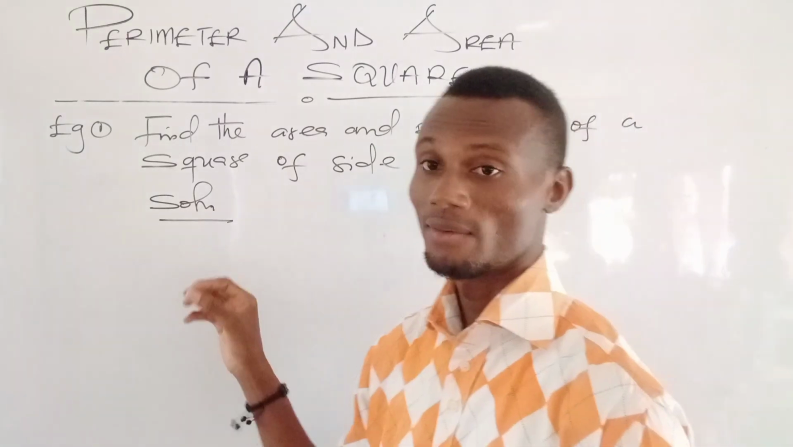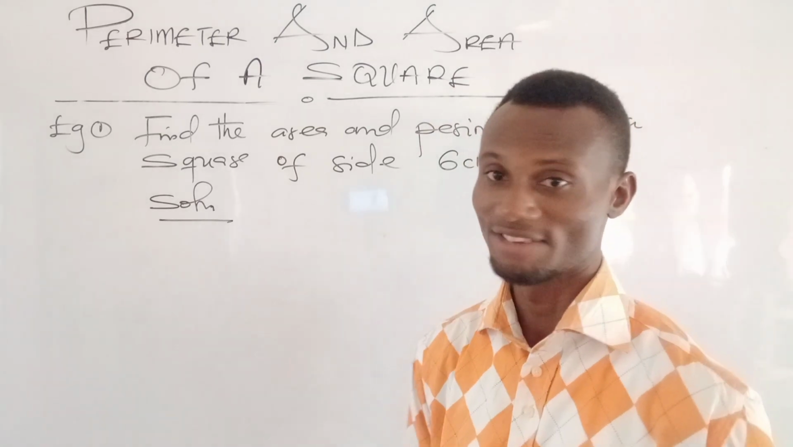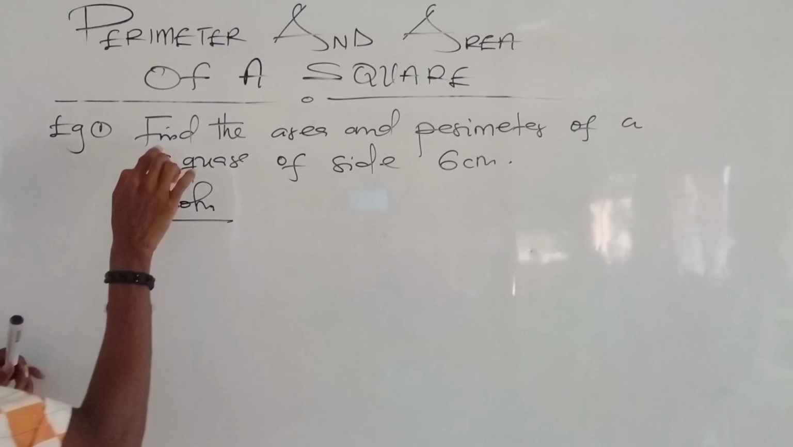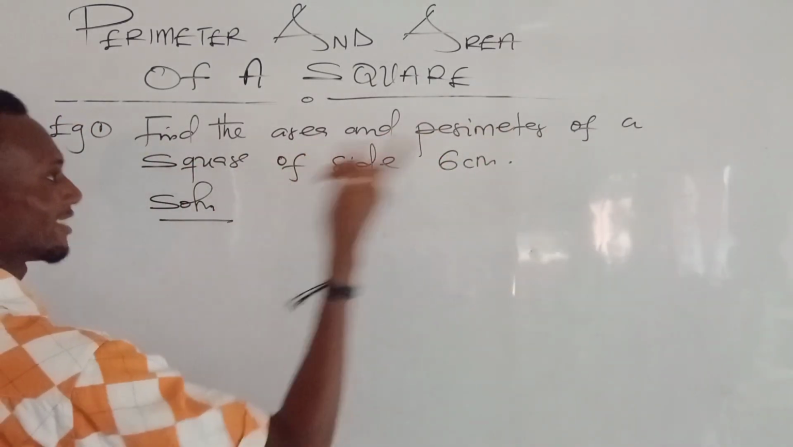Now let's read again and put down the information that the question has given us. So that's my solution. Let's read again. It says find the area and perimeter of a square of side 6 centimeters.